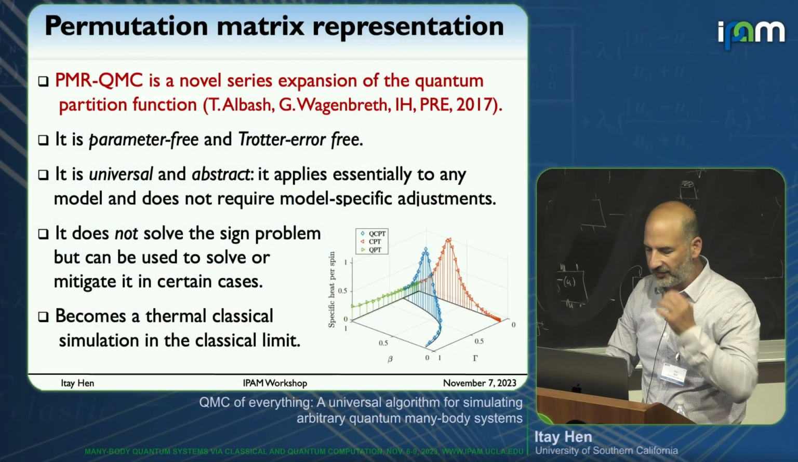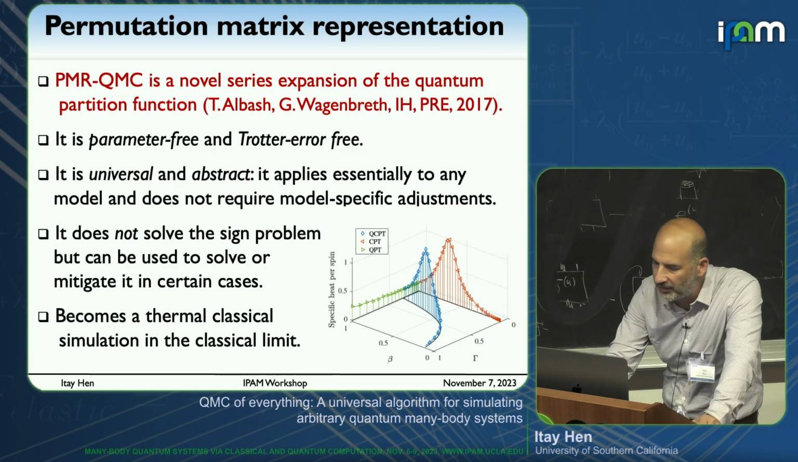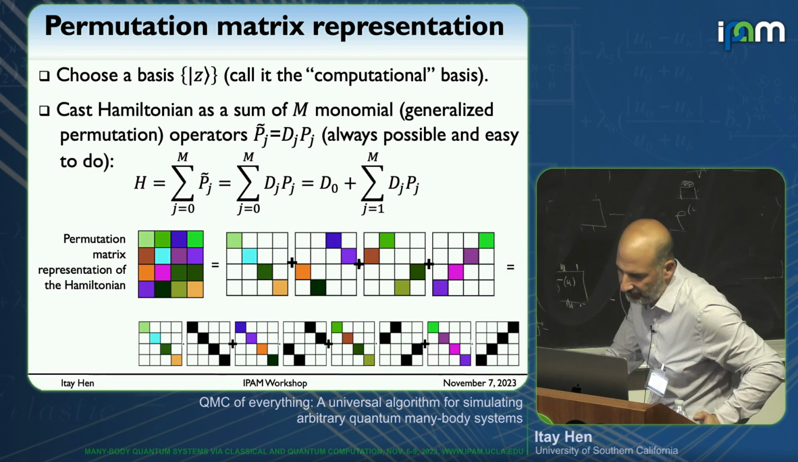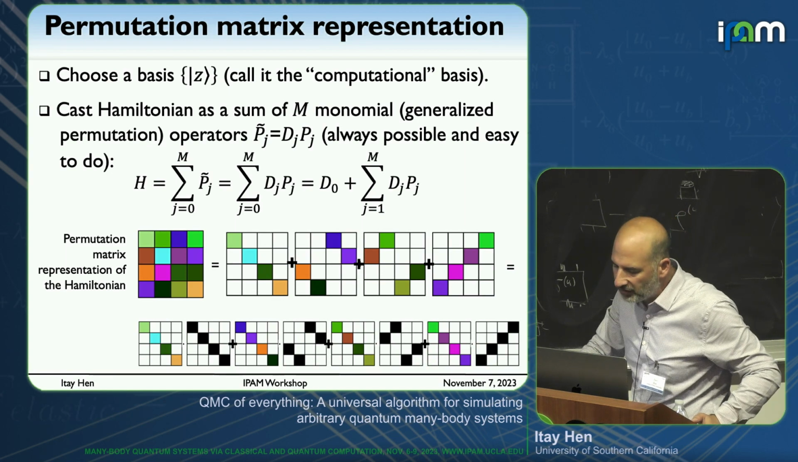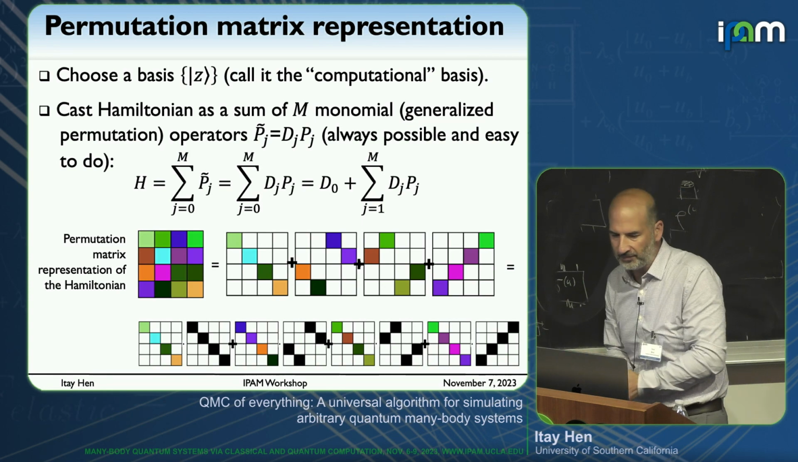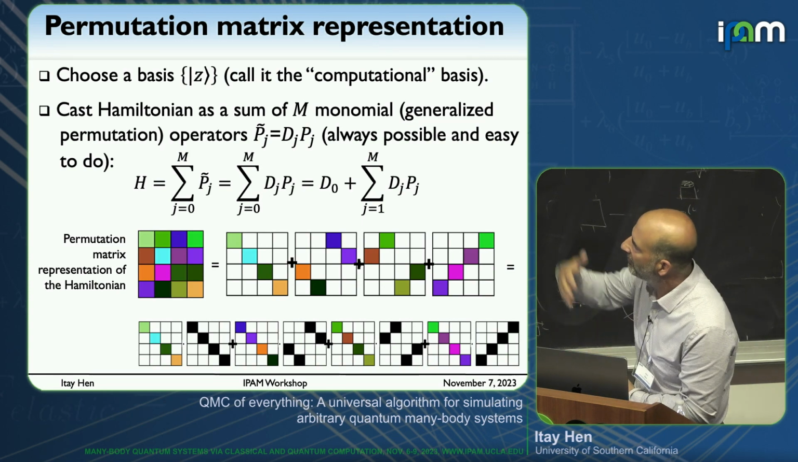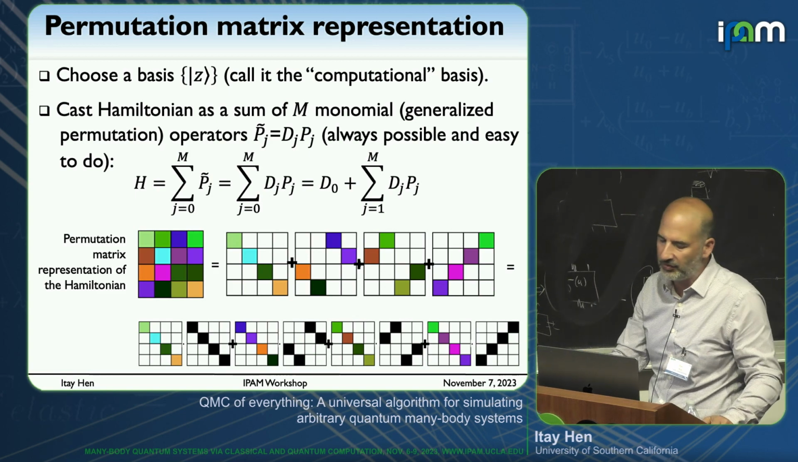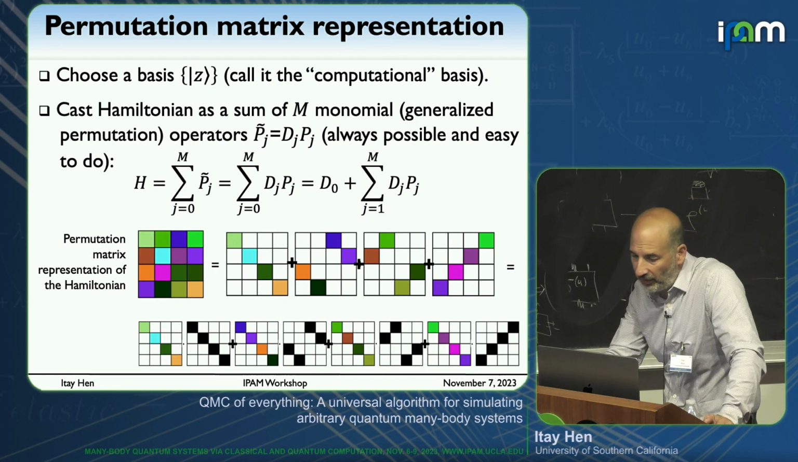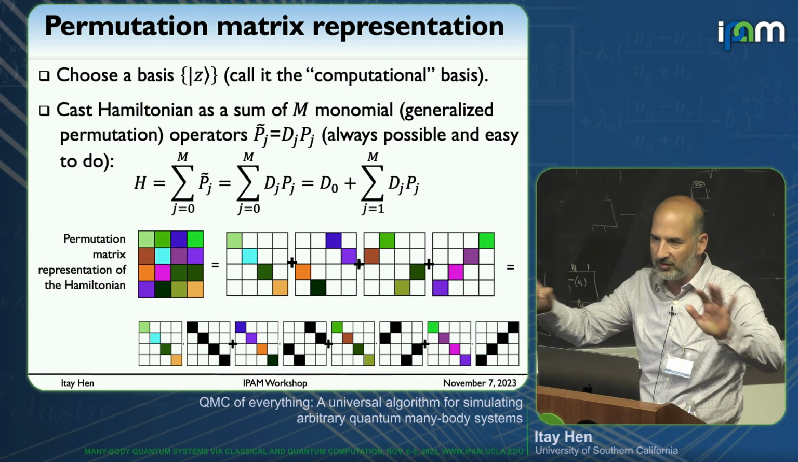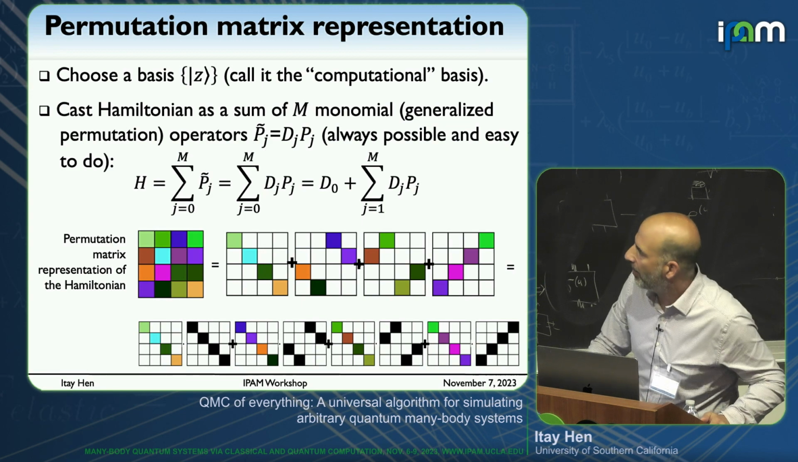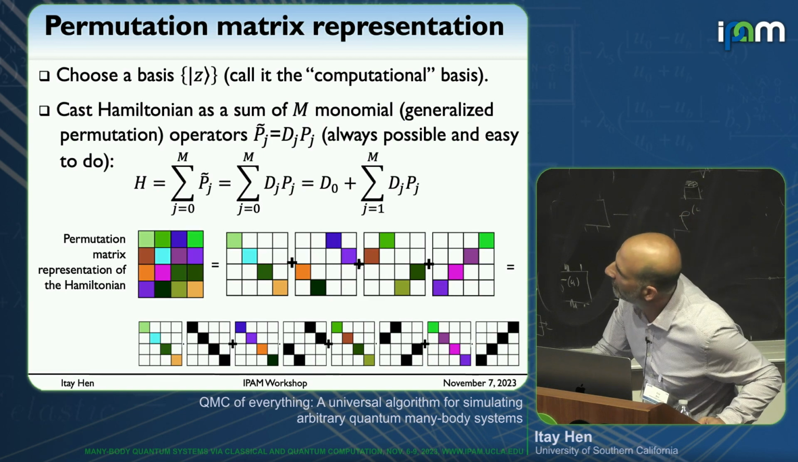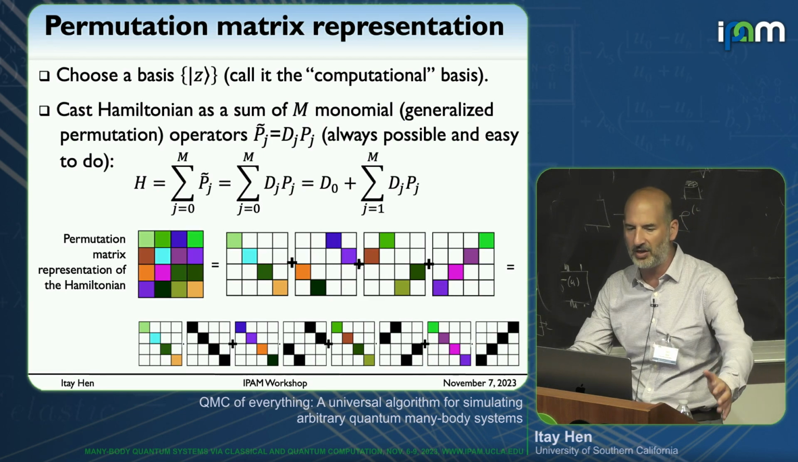I'm not claiming to solve the sign problem. I'll show how it comes about in a minute. But let me just introduce you to the method in general. Somebody gives us a Hamiltonian, and we choose to represent it in some basis. I call it the computational basis, and the basis states I denote as Z. And then our Hamiltonian, and I know it's technical, but I think it's worth it, we write as a sum of what we call monomial matrices or generalized permutation matrices.